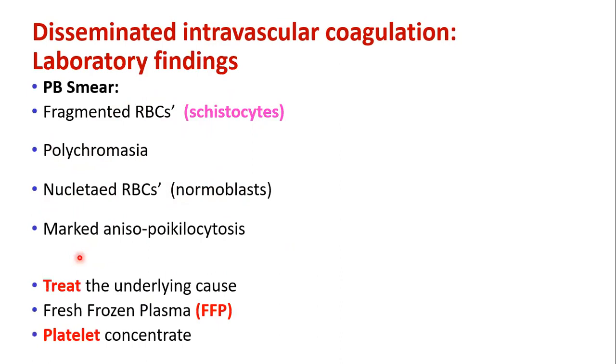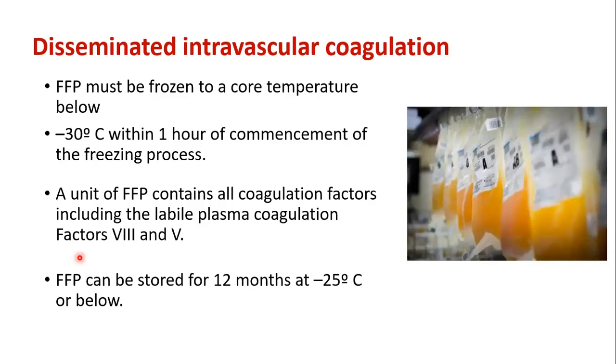So treat the underlying cause. They have to give fresh frozen plasma, which contains coagulation factors, and platelet concentrates. In DIC, fresh frozen plasma must be frozen to a core temperature below -30 degrees within 1 hour of commencement of the freezing process. A unit of fresh frozen plasma contains all coagulation factors, including labile coagulation factors 8 and 5. It can usually be stored for 12 months at -25 degrees or below.